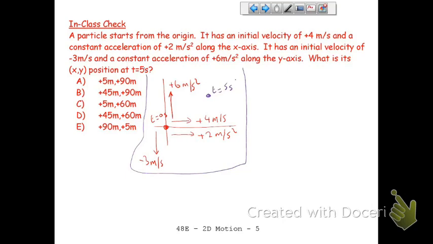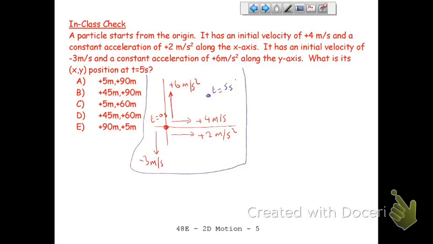Can you see how it's very easy for me to think about this thing as speeding up in the x direction? It's traveling to the right because it's a positive velocity, and it's speeding up because the acceleration is also to the right. Now can you see how it's traveling downwards, but it's slowing down? Eventually it's going to stop, and then it will start traveling upwards with an increasing velocity.